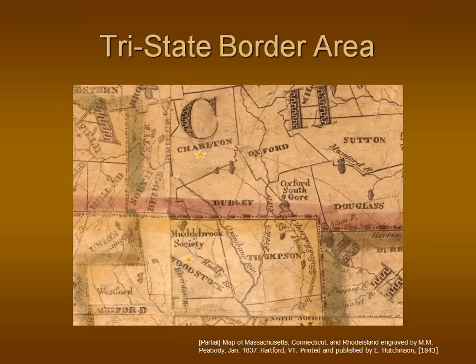Another thing you might want to consider too is border changes. Sometimes your ancestor could live near a border and they might not move at all, but the border itself might move. And that has happened a lot with Connecticut, Massachusetts, and Rhode Island.